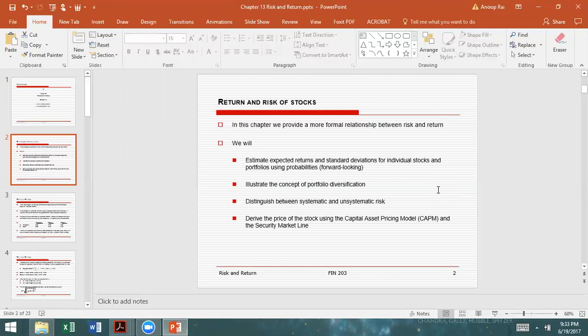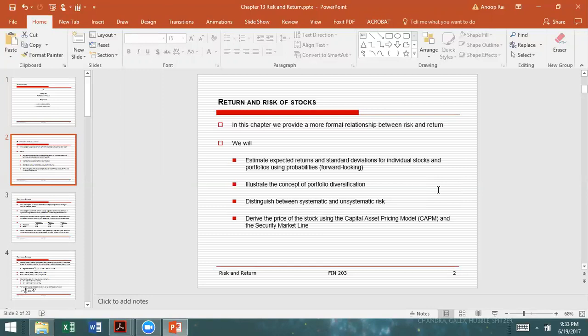This then will lead to what we call the difference between systemic and unsystematic risk. So it's not systemic, it's systematic risk. And then from there, we'll describe that model which I talked about. It's called the capital asset pricing model, and from it we derive the security market line.